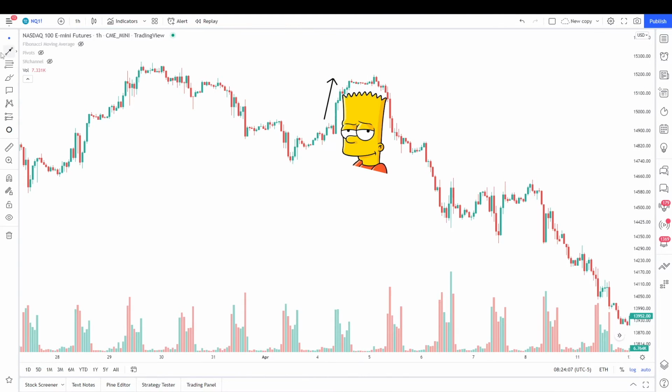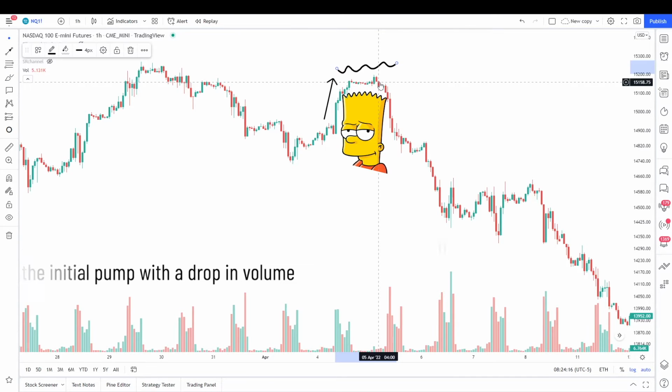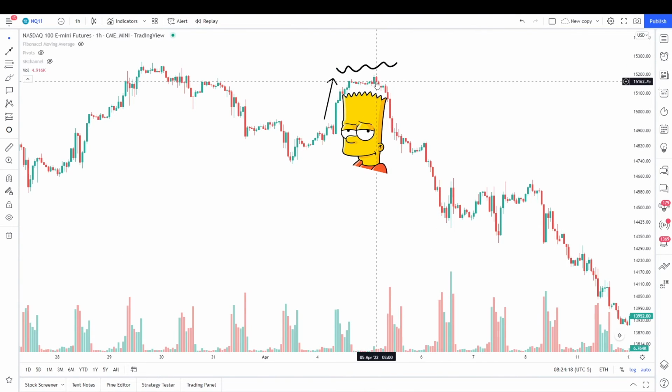So after we see the pump in price, we then get the consolidation period with the drop in volume as we're looking for. Now this is going on after the US session, which is perfectly fine. You can just see exactly how it mimics or resembles Bart Simpson's head there.